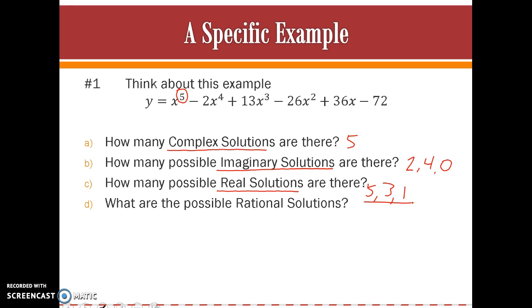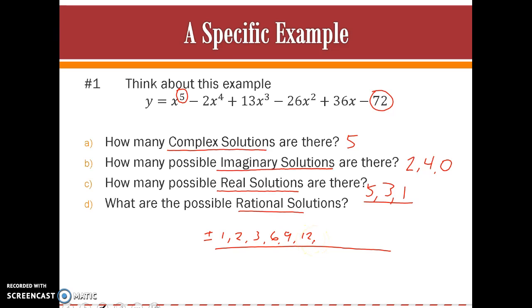So what are the possible rational solutions? Well, here we get into some specifics. For the possible rational solutions, remember that we're going to have the factors of 72 on top. So that could be 1, it could be 2, plus and minus all of these. I think 3 goes into 72. I think 6 does. I think 9 does. I think 12 does.